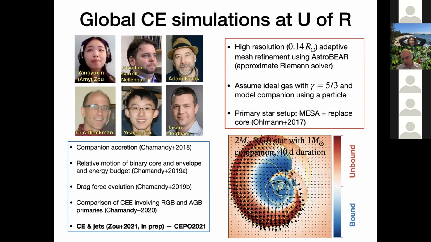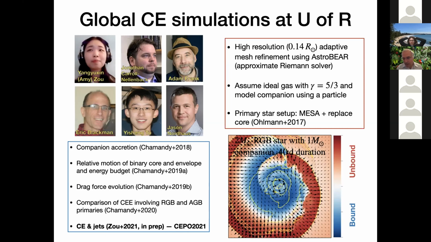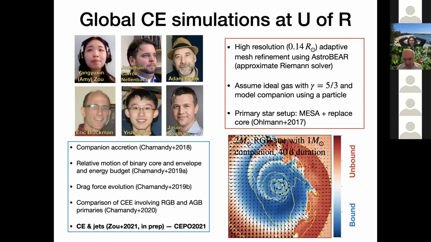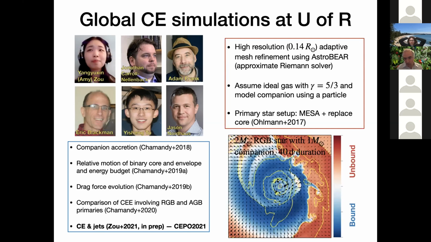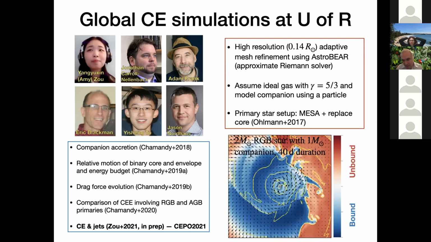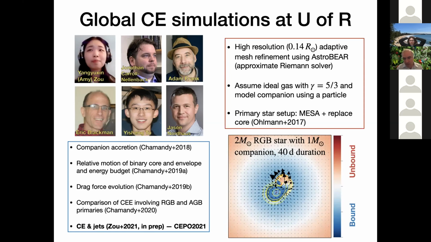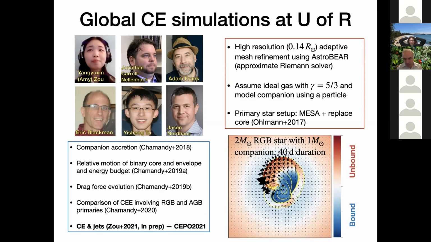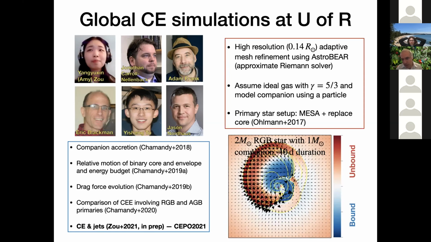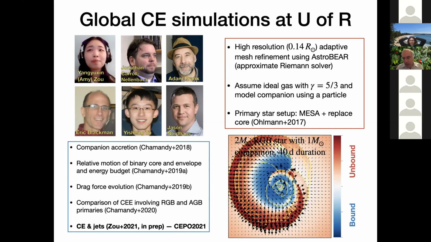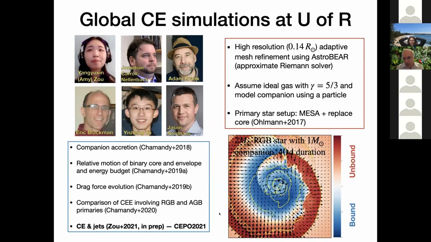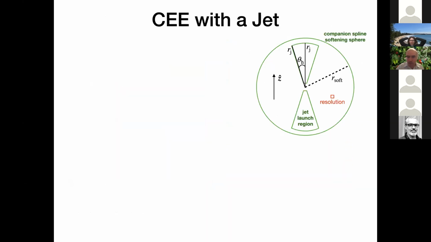Here, the red is the unbound mass, the blue is the bound mass. This is a slice through the orbital plane. The dots at the center, the purple dot is the RGB core, the red dot is the companion. It's a point particle, so it could be a main sequence star or a white dwarf. And the yellow is the density contours.